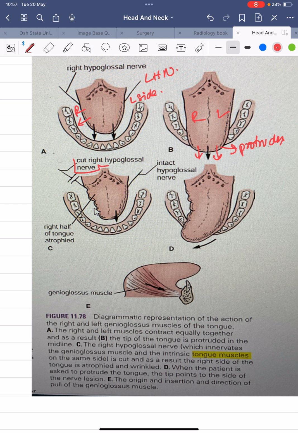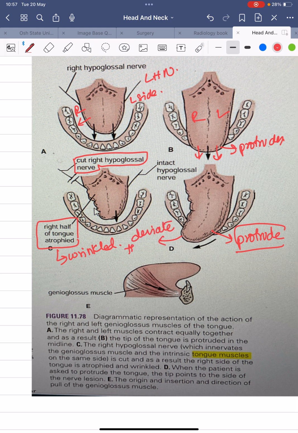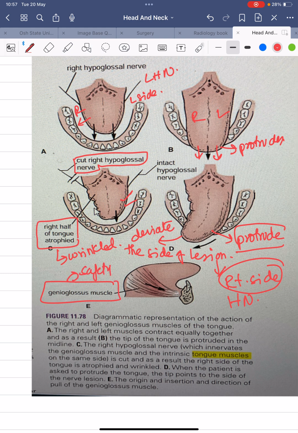Now due to some reason the right hypoglossal nerve is damaged. So when the right hypoglossal nerve is damaged, the right side of the tongue becomes atrophied and wrinkled. And when you ask the patient to protrude the tongue, it will be deviated to the side of the lesion. Okay, clear to everyone? Because the left side is intact, it is normal, so it is deviating to the right side. Right side is atrophied, right side is wrinkled. So it means the patient's right-sided hypoglossal nerve is damaged. Genioglossus muscle, okay, this is also known as the safety muscle of the tongue.